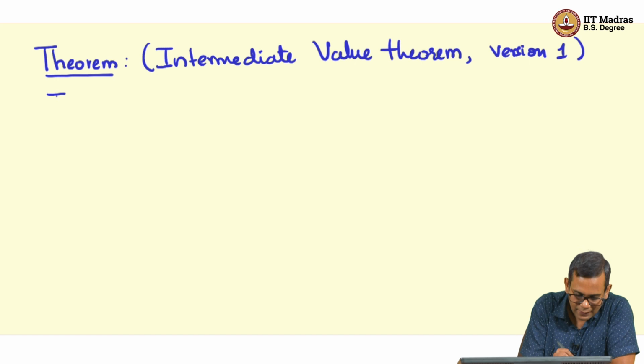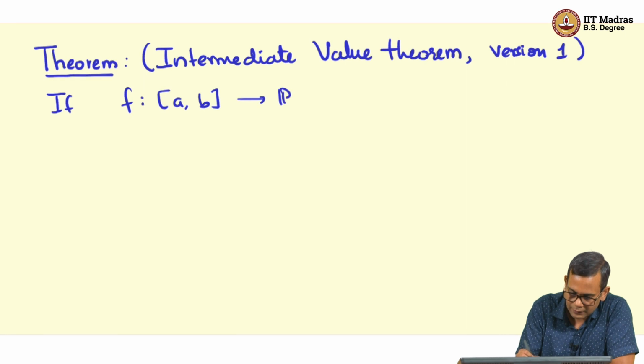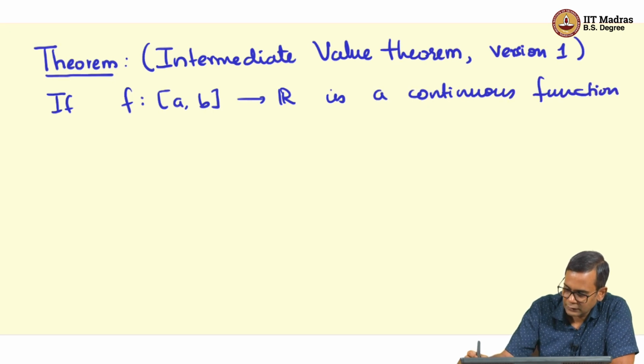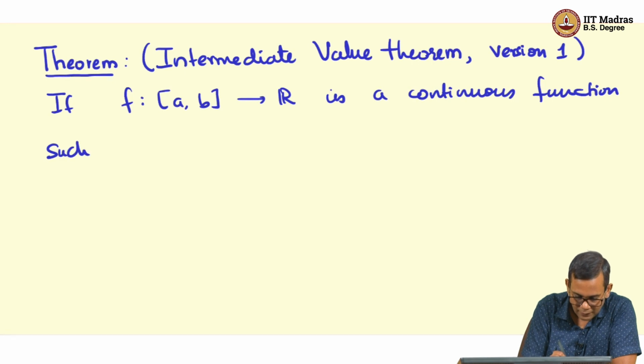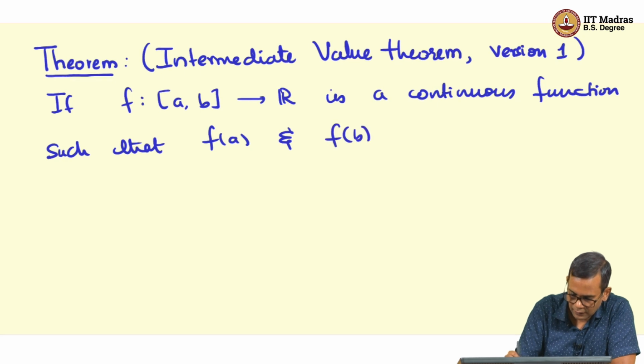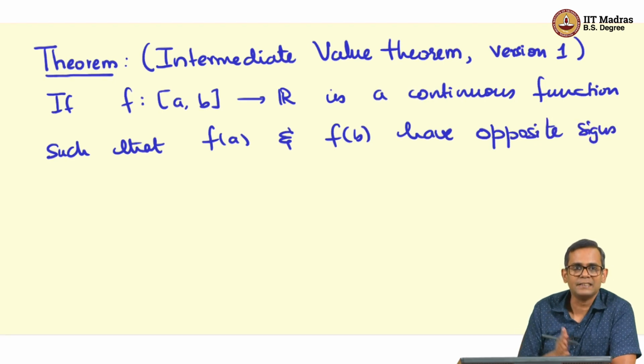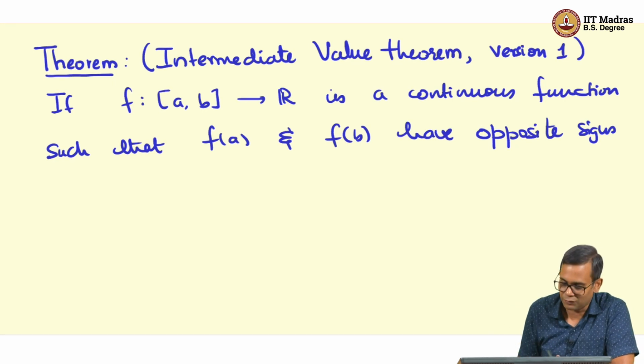And what it says is that if f from the closed interval [a, b] to R is a continuous function such that f(a) and f(b) have opposite signs. So, maybe f(a) is negative, in which case f(b) should be positive, or f(b) is negative, in which case f(a) is positive. So, the signs at the endpoints are opposite.